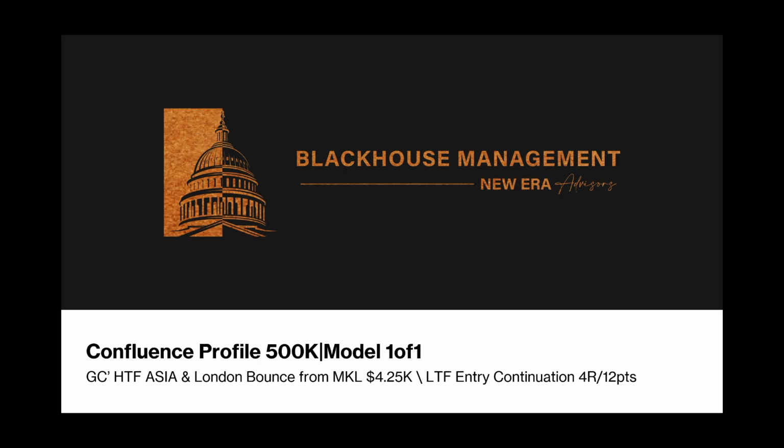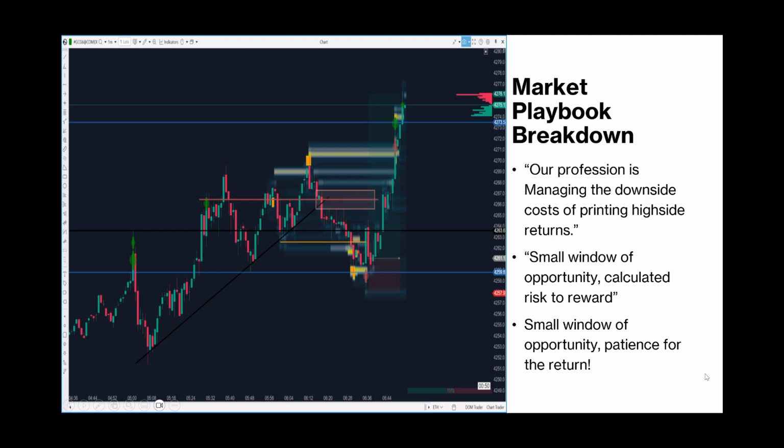Today we're going to be talking about a playbook within our CP 500K model one of one. This is the GC higher time frame Asia and London bounce from major key level 4.25K and a lower time frame entry continuation that ran for 4R, 12 points. All right, so let's go ahead and get down into it. So the market playbook and breakdown.